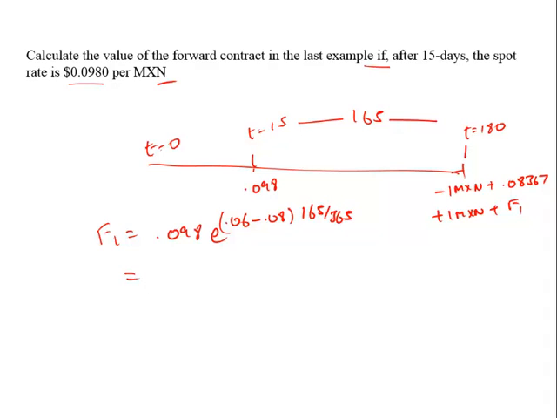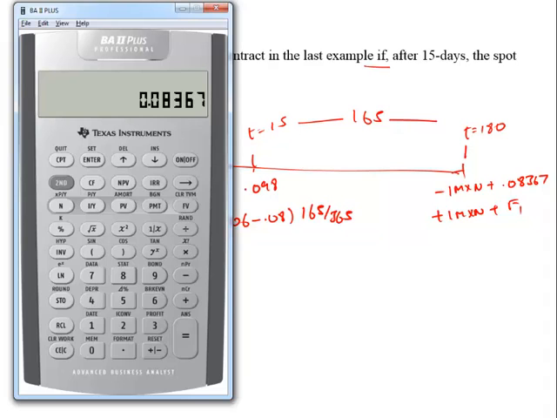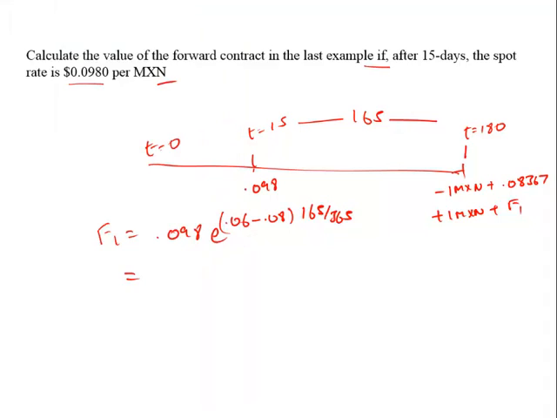Which can be calculated as 0.02 into 165 divided by 365, then shift and ln, and multiply this with 0.098. So it comes out to be 0.09712. So the value of the new forward is 0.097112.